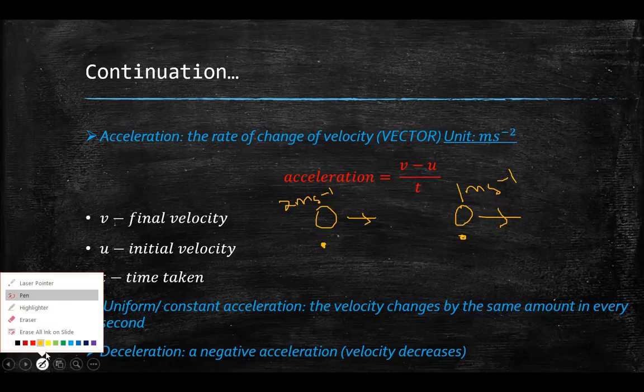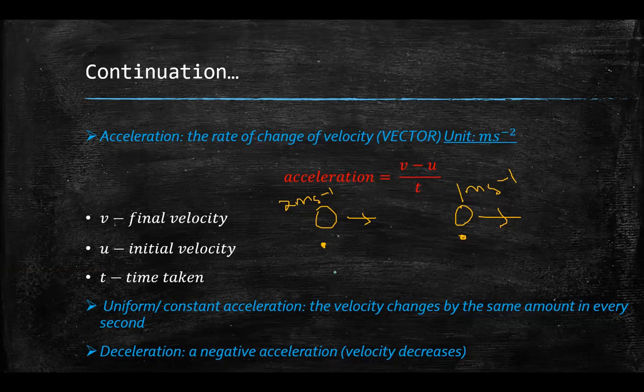Let me just show you how that math works. If I wanted to find, let me say this is 10 seconds. 10 seconds, right? Okay, let me just leave you 10 seconds. From this point to this point is 10 seconds. So I want to find the acceleration, right? It's final velocity minus initial velocity divided by the time taken to move from this point to this point.